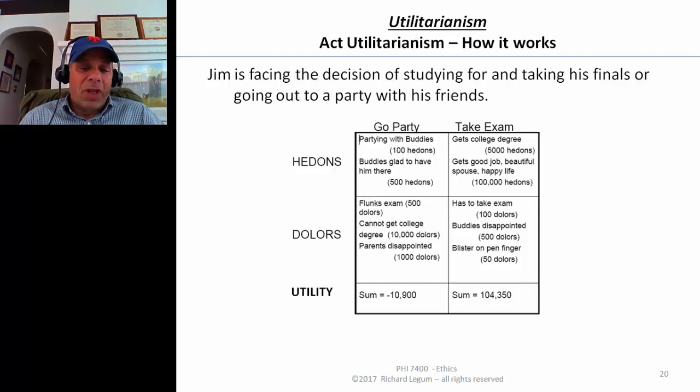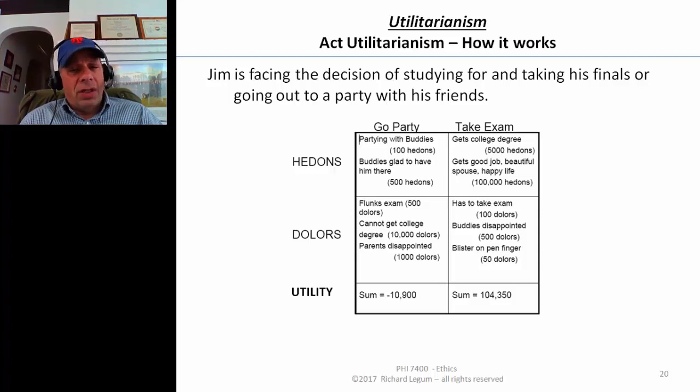Let's look at the painful consequences. On the dolors side, he flunks the exam. Oh, that's a big one. It lasts for a while: 500 dolors. He's a senior. He's not finishing college, and in fact, this was his last chance. He can't get his college degree now. That's pretty bad. He spent all this time, wasted it, can't go back, it really has life consequences for him. He's never going to get the job he wants. So let's say about 10,000 dolors. And let's say Jim's parents are going to be somewhat disappointed, though it's not going to affect them as much as it affects Jim, but 100 dolors. So when we add all of that up, if I did the calculation right, we end up with minus 10,900 for the utility of going to the party.